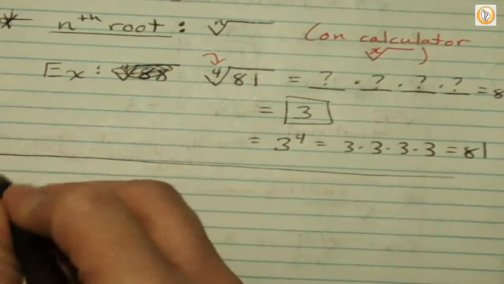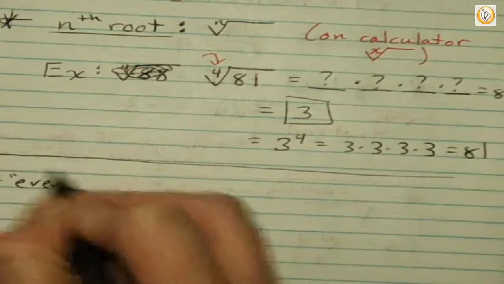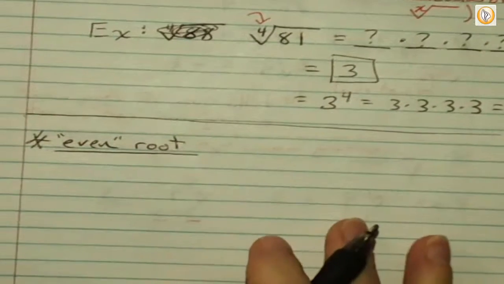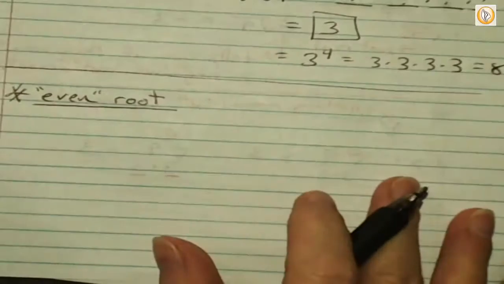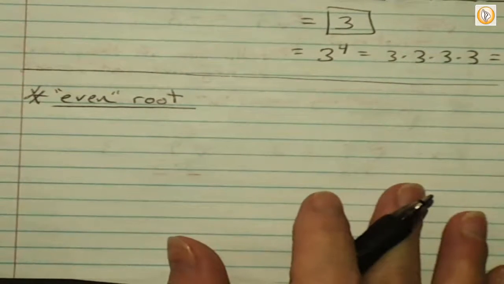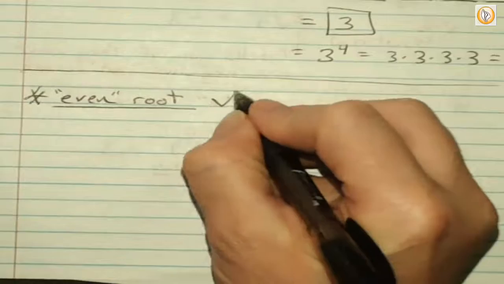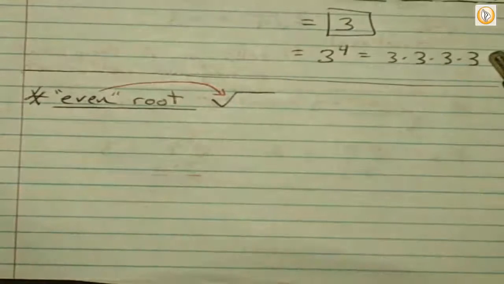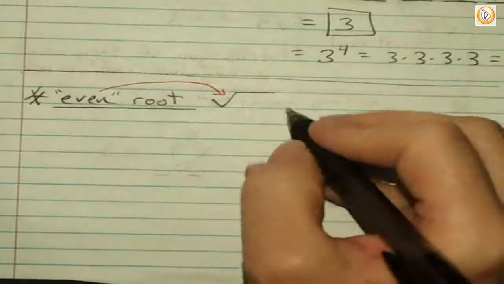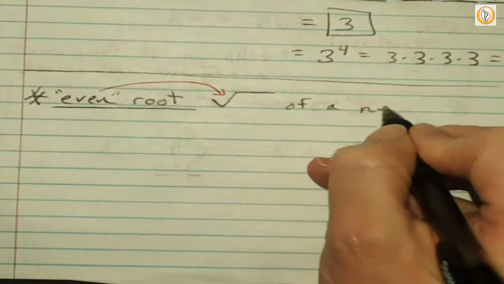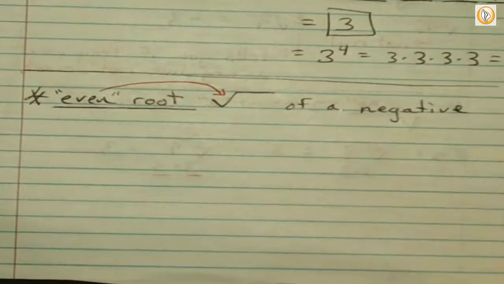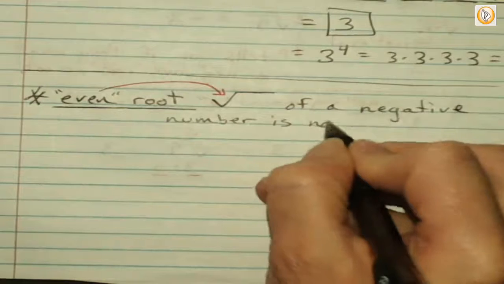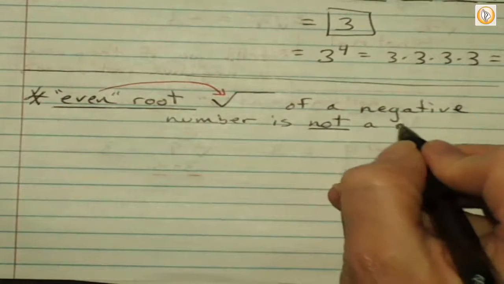All right, let's do an even root. You need to write this down. It's important. Even root. What they're referring to is if the root is even. The even root of a negative number is not a real number.